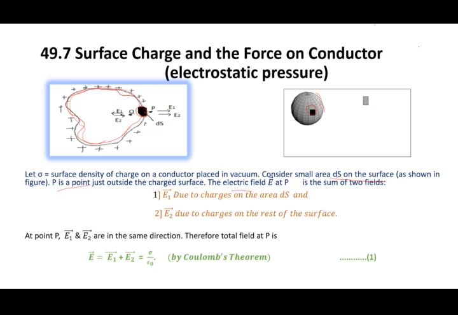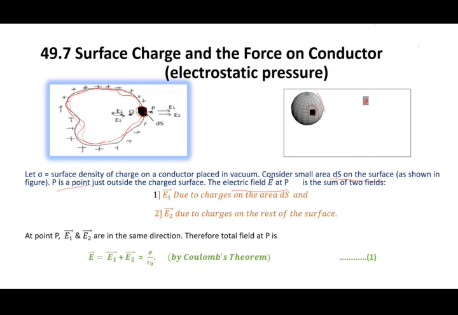The net electric field E at P is the sum of the two fields E1 and E2. What is E1? E1 is the electric field due to charges on the area ds itself.